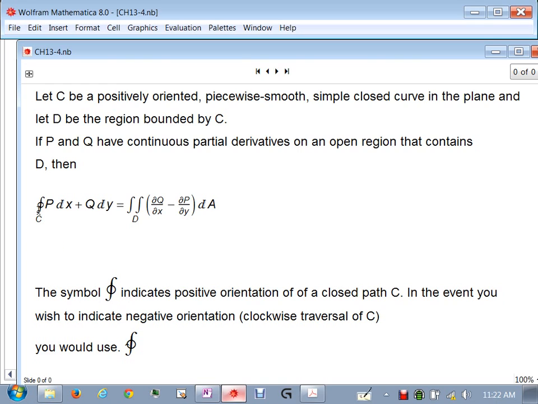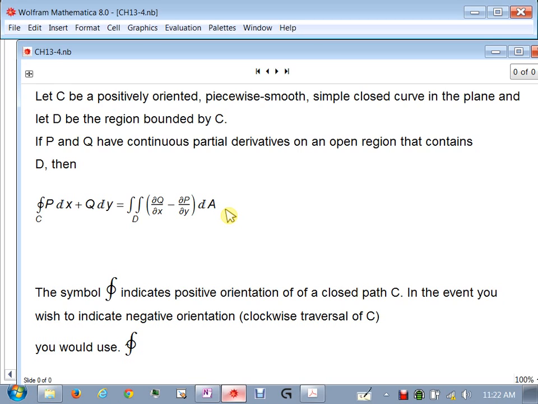over a closed curve C with positive orientation of P dx plus Q dy, we talked about this before. I'm going to bring it up here in a second because I said we're going to need this notation later. Today's later. This line integral is equivalent to the double integral over the region D of the partial of Q with respect to X minus partial P with respect to Y with respect to area.